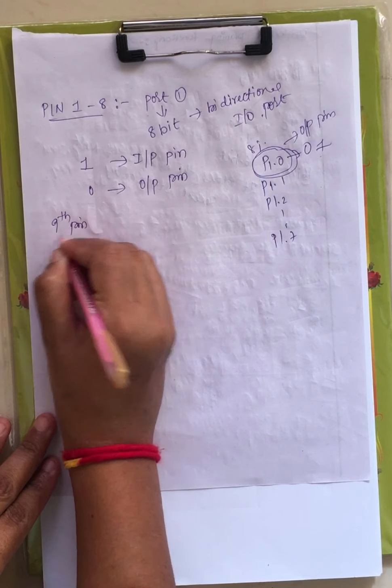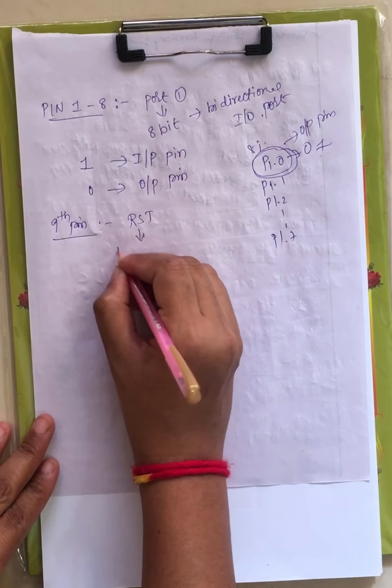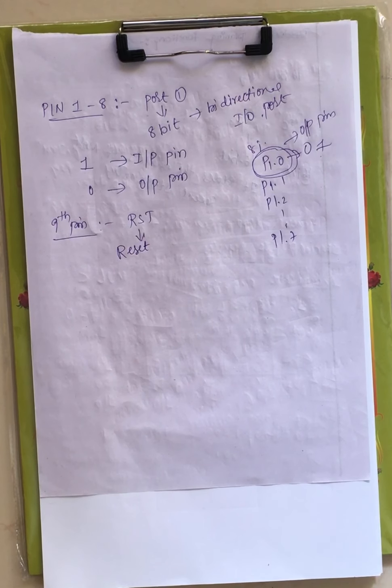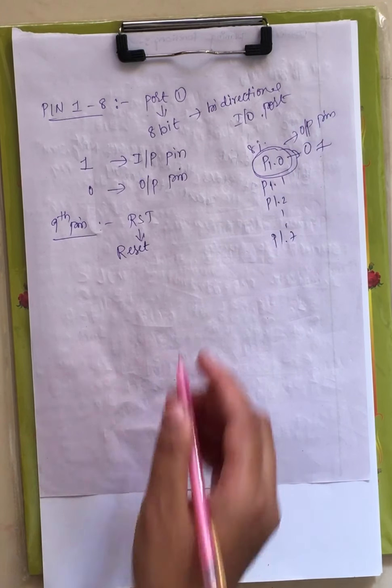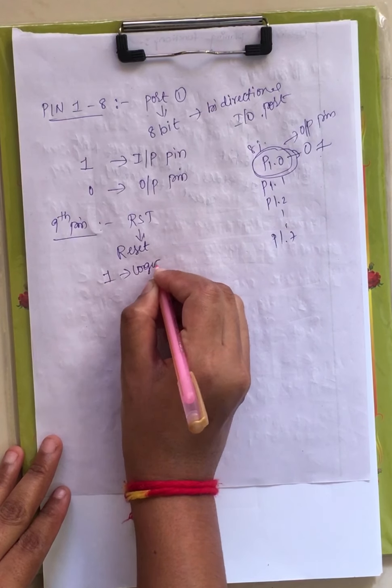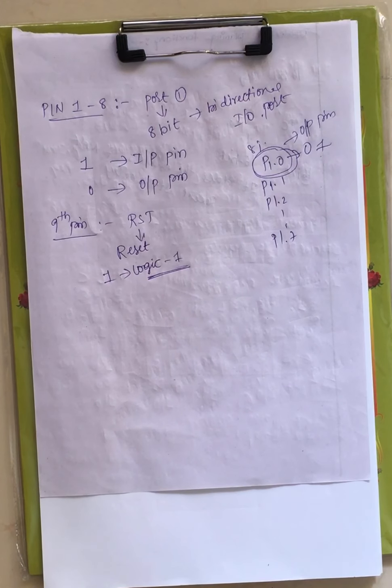Now what is the 9th pin? You have RST, which is nothing but reset. It is a reset pin which is used to reset the microcontroller to its initial values. Now this operation is done for logic 1, right? When it is logic 1, that means the microcontroller is reset to its initial value.